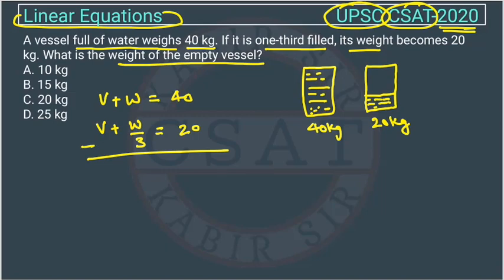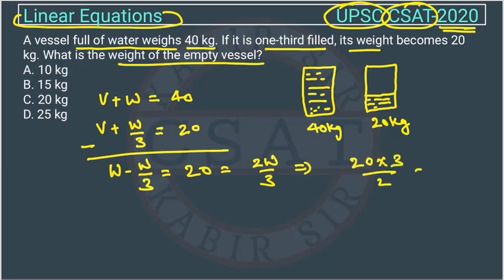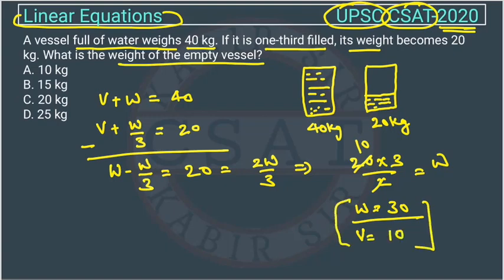Let's deduct them. Right, so if we subtract them, V will cancel out, so it will become W minus W by 3 is equal to 20. So it will become 2W by 3, right? So this will be how much? It will become 20 into 3 upon 2 is equal to W, right? So this will cut this 10, so this will be 30. So the water weight is 30. If the water weight is 30, the vessel weight will be how much? 10, because the total weight is 40, right? So the question is asking the weight of the empty vessel. So it is 10. So the answer is A.